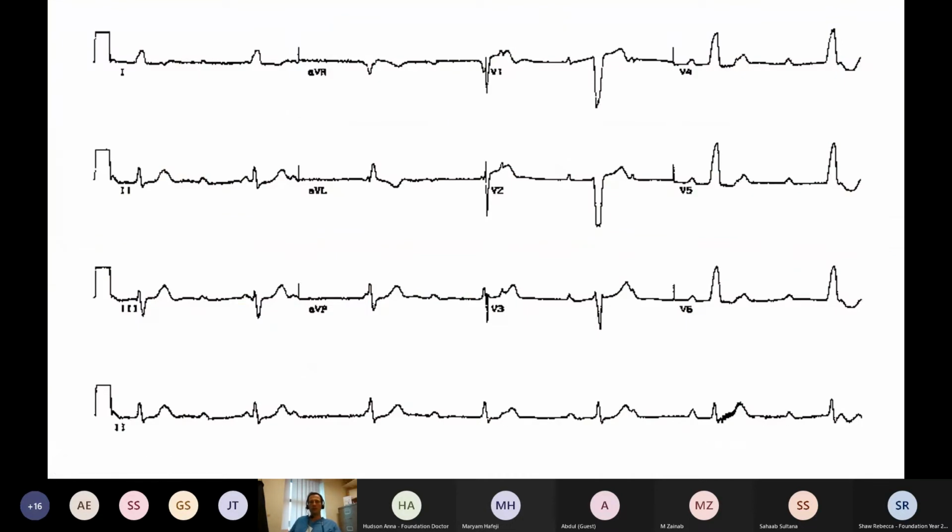And by process of elimination, what have we got here? Complete heart block, very good.